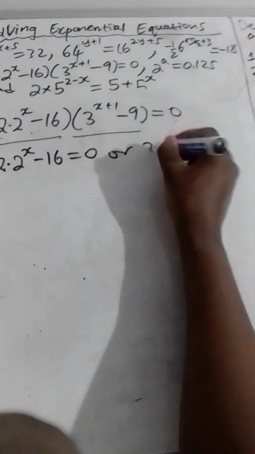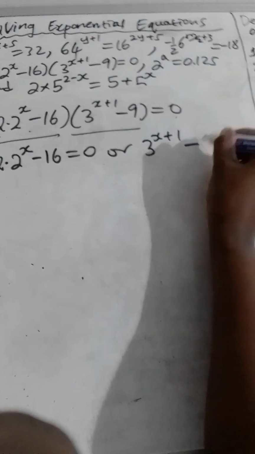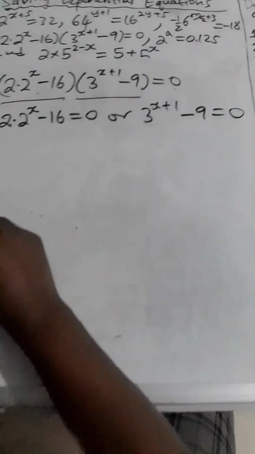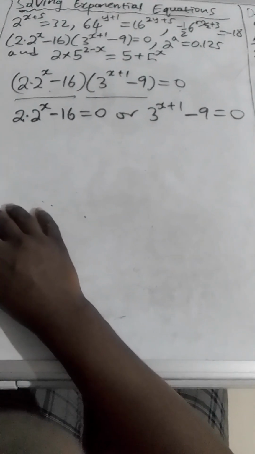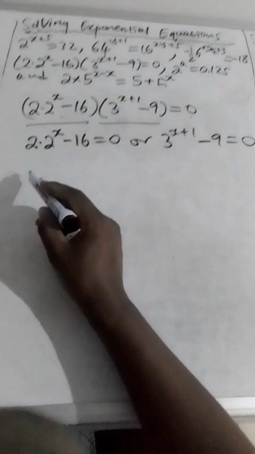This first bracket is equal to 0 or the second bracket is equal to 0. There's no way we can multiply two things and get 0 and one of them is not 0. That's not possible. Any number multiplied by 0 is 0. So if you multiply these two and get 0, either the first one is 0 or the second one is 0. And this is what helps us to simplify any equation after factorizing.